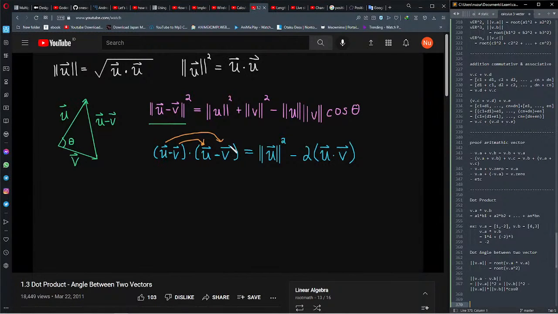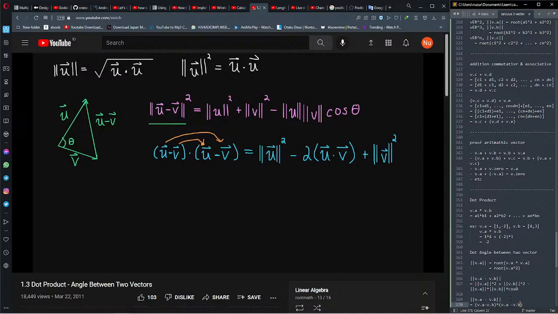But yeah, like I was saying, this u comes and multiplies that v. This v comes and multiplies that u. So we get minus 2 u dot v. Okay, and then finally the v dotted with itself, well, it's both negative, so that's going to be plus the length of v squared. This is just v dot v. Okay, so this is what the left-hand side of the equation becomes.